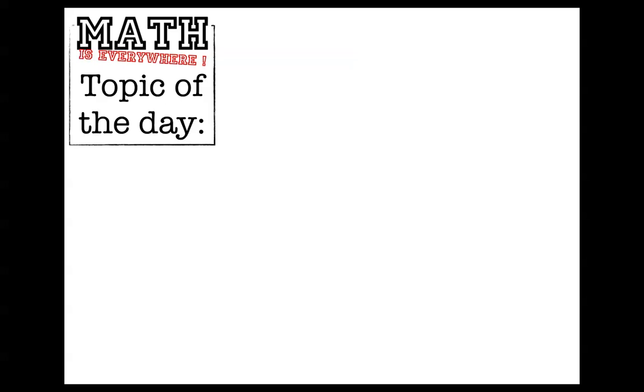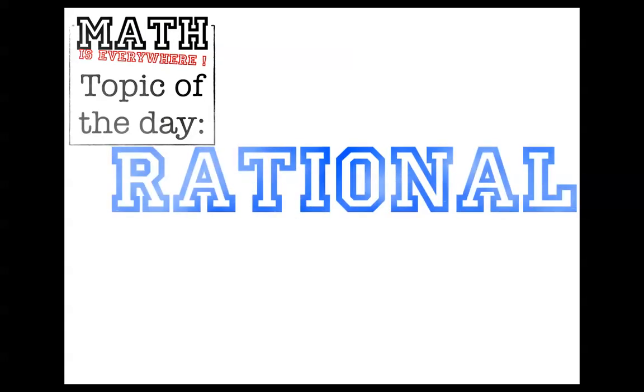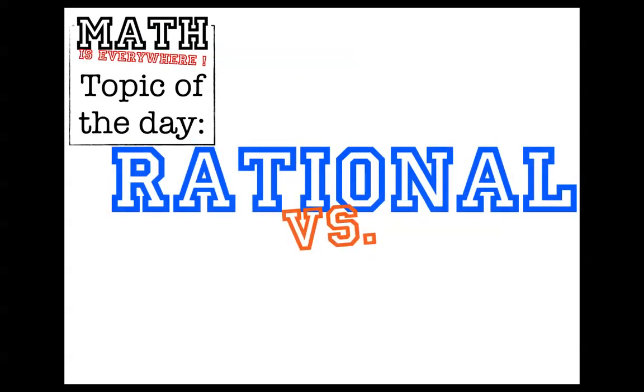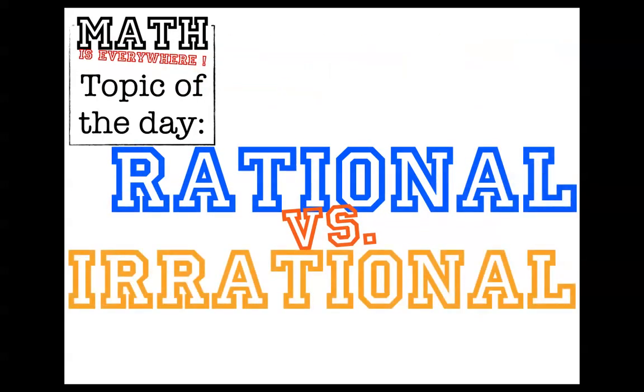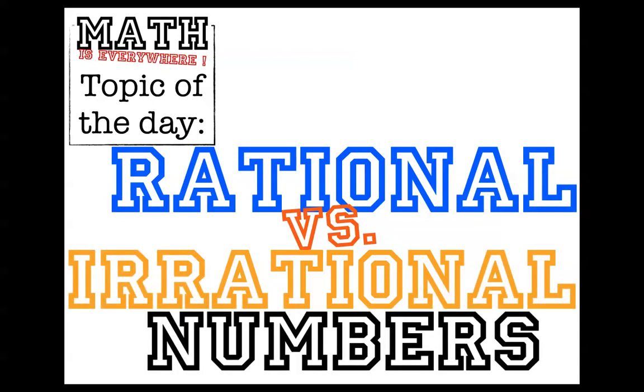All right, today's Math is Everywhere topic of the day for Unit 3 is rational versus irrational numbers. Today we're going to talk about what the difference is between a rational number and an irrational number and how you can tell whether a certain number might be rational or irrational. What are irrational numbers and how are they different from rational numbers? Those are all the kinds of things we're going to talk about today.